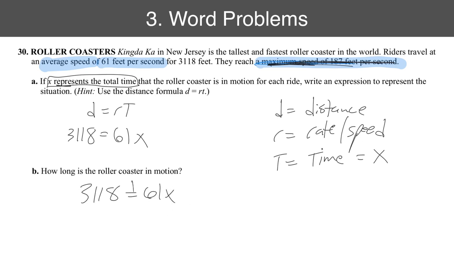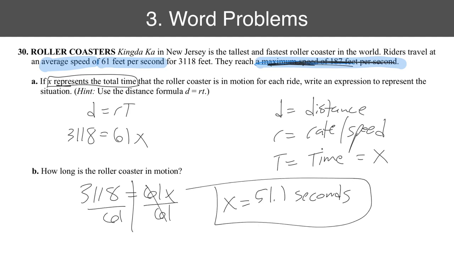Again, we can draw a line down our equal sign. And if x is what we're trying to solve for, we got to move 61. Well, the 61 and the x are multiplying, so I'm going to divide the 61 over. And I say 3,118 divided by 61, and I get x equals 51.1 seconds. So the roller coaster takes about 51 seconds for you to ride on it.